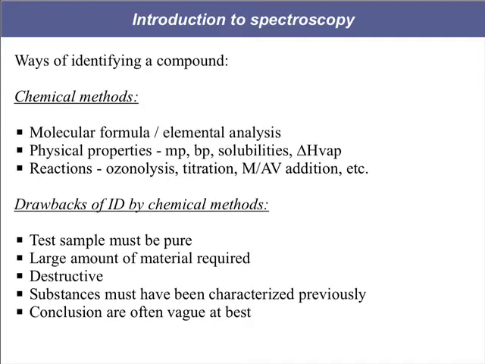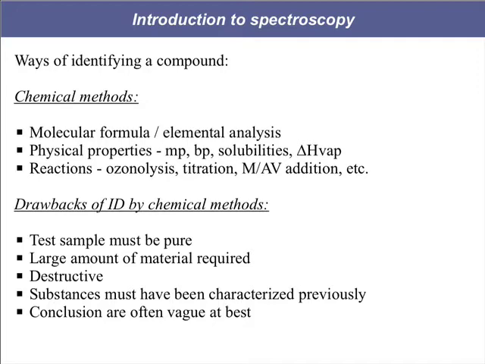In a lot of these cases, substances must have been characterized previously, meaning that if you're going to do a melting point experiment and figure out that the melting point of your molecule is 112 degrees Celsius, you have to compare that to some reference. You go into a reference book and say, okay, what other molecules have melting points of 112 degrees?